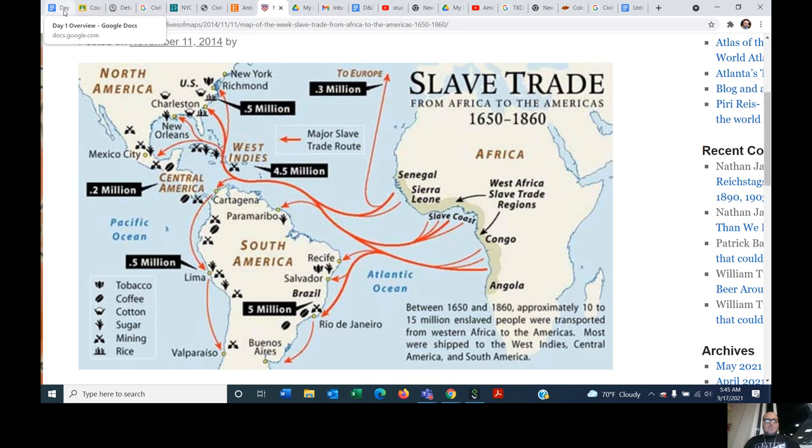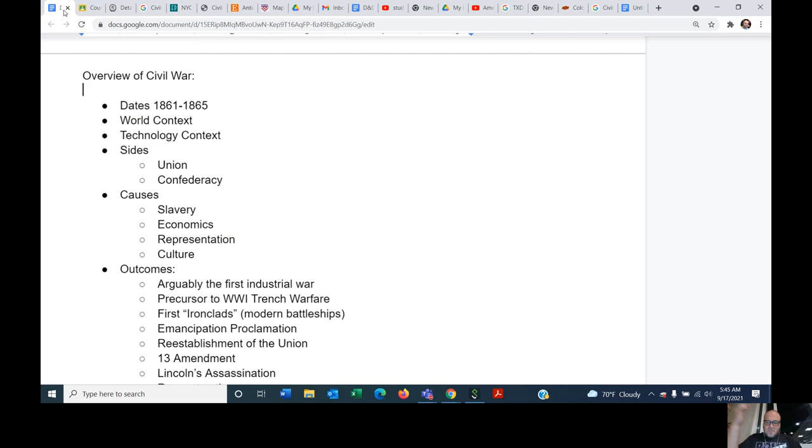Anyway, some people will throw statistics at you, but the truth is that at the time of the Civil War, I think the Southern population was somewhere around 11 million. And of those 11 million, I think 5 million were enslaved people.